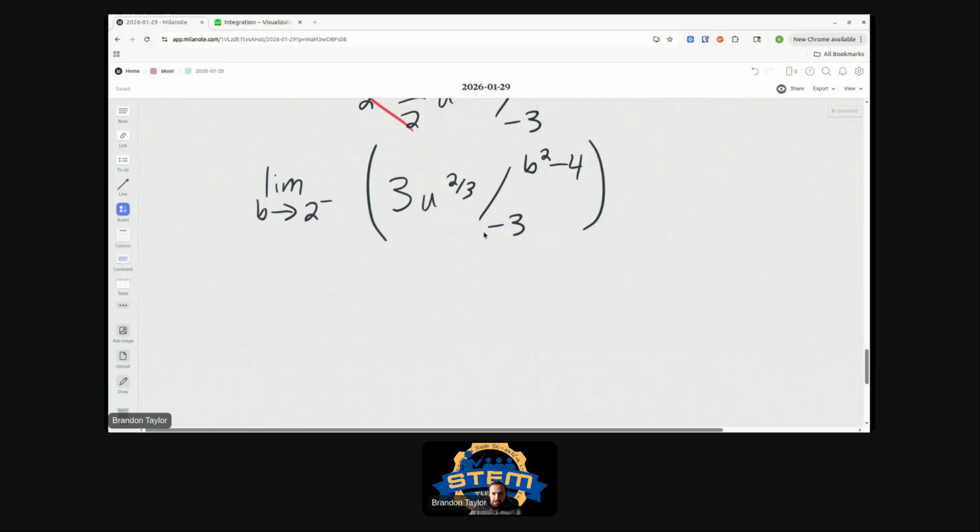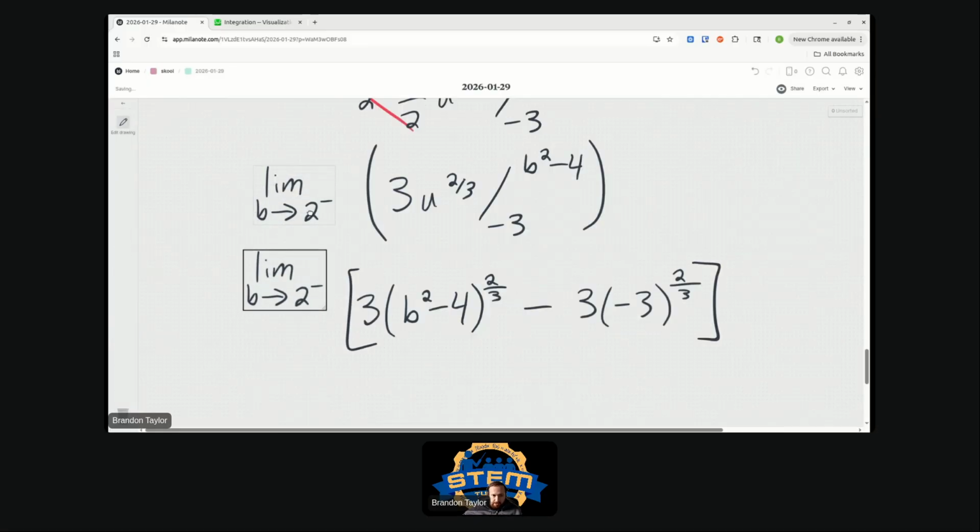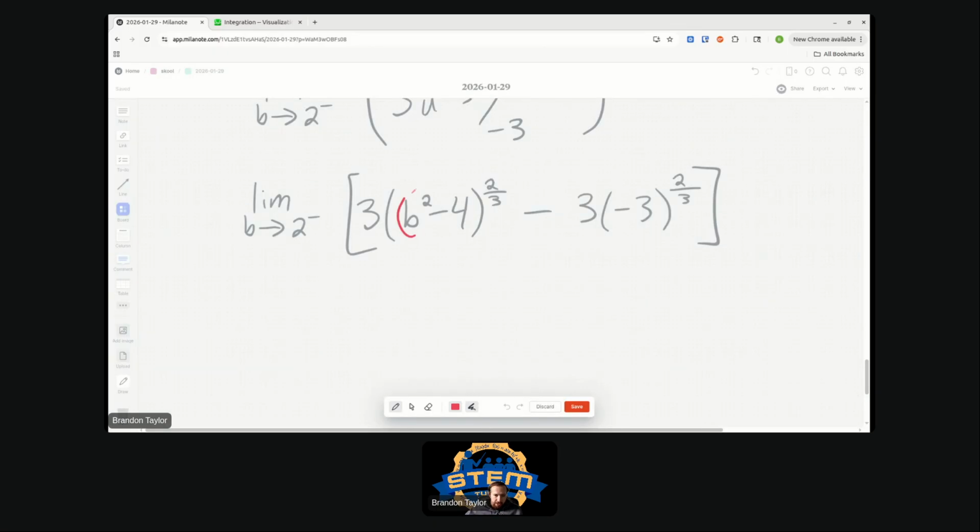And then if we plug this in, think about what this would be. Basically, we can just plug in the values, right? So u equals this thing. So we're going to get 3 times b squared minus 4 to the 2/3 power, minus 3 times negative 3 to the 2/3 power. So hopefully that makes sense. Again, I've already said that it converges, but let's see if that makes sense. So here, does this converge? Well, where's b? There's b. What happens if we get really close to 2 from the left?